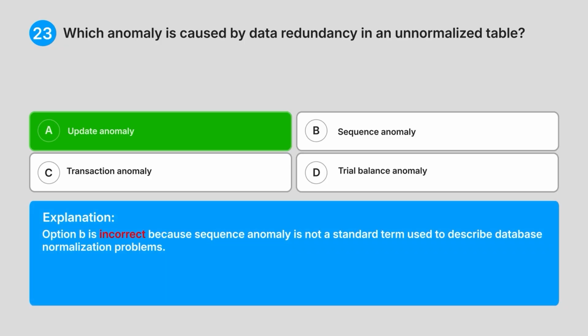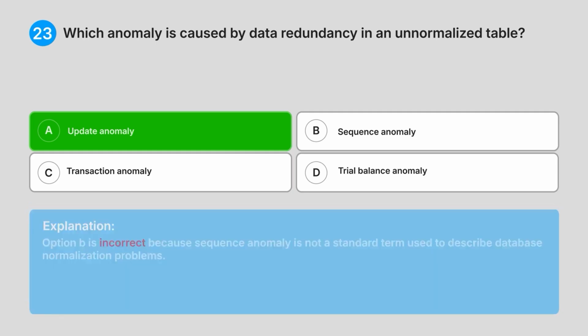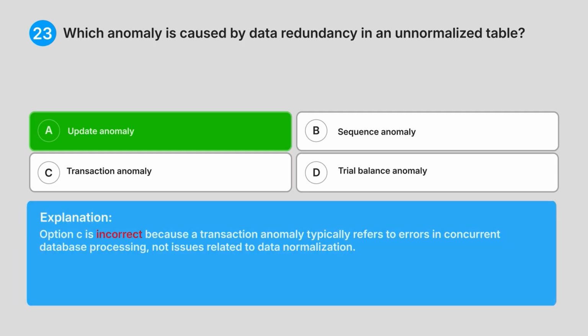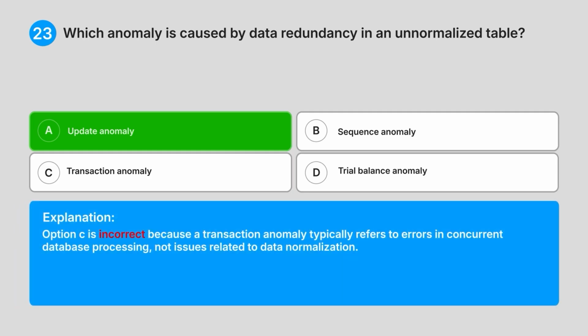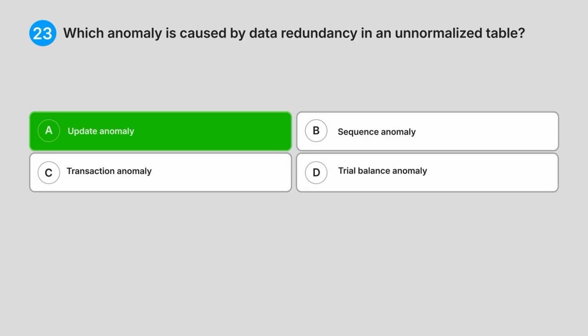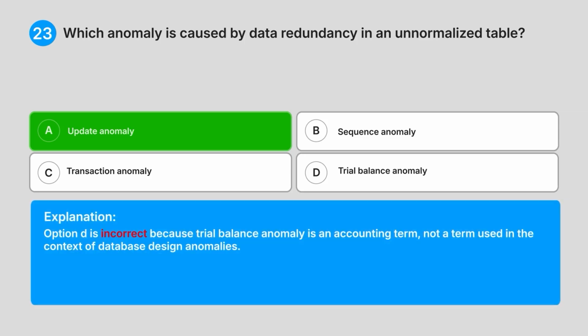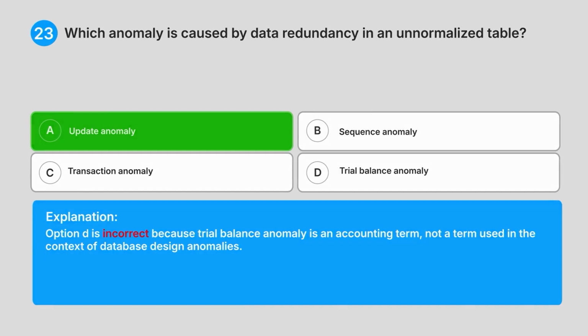Option B is incorrect because sequence anomaly is not a standard term used to describe database normalization problems. Option C is incorrect because a transaction anomaly typically refers to errors in concurrent database processing, not issues related to data normalization. Option D is incorrect because trial balance anomaly is an accounting term, not a term used in the context of database design anomalies.